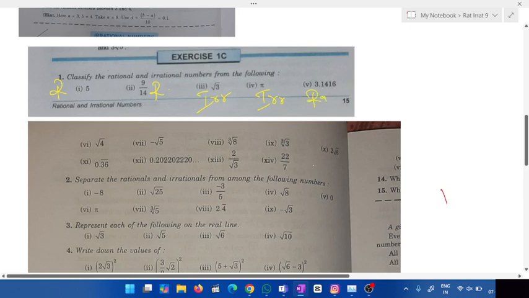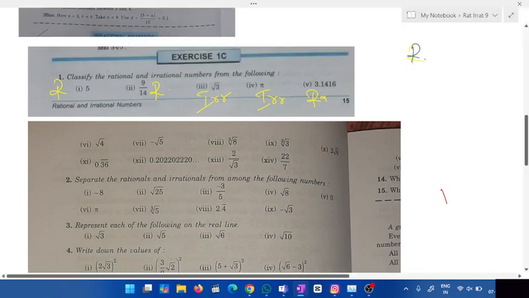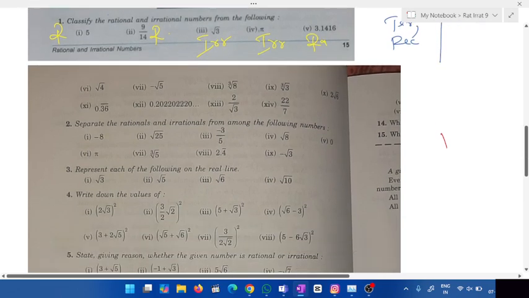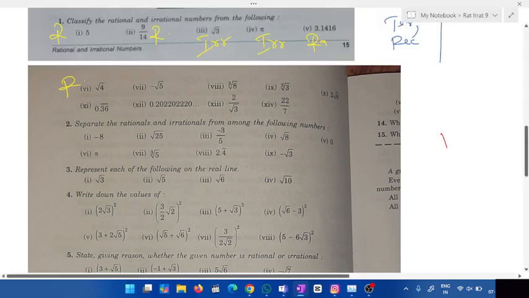See, rational, irrational. So for rational and irrational, terminating and recurring comes under rational. All terminating numbers or recurring numbers comes under rational. Non-terminating is irrational. Okay, root 4. What is root 4 answer? Yeah, 2. It is a perfect square, rational.